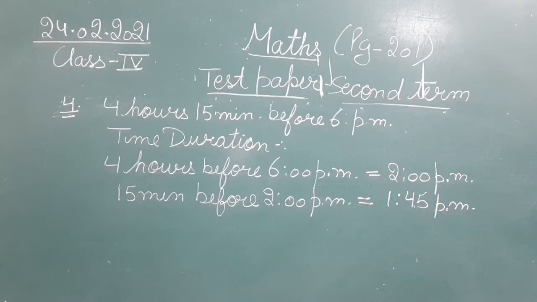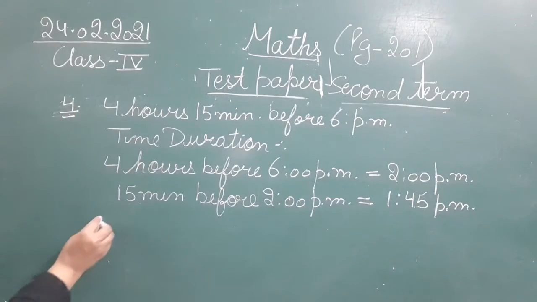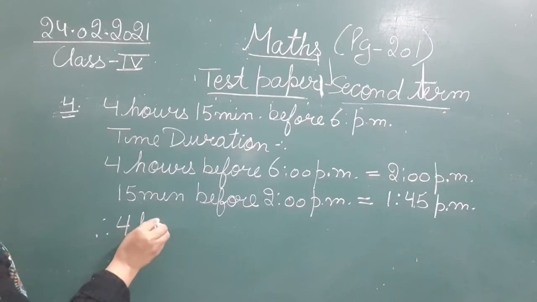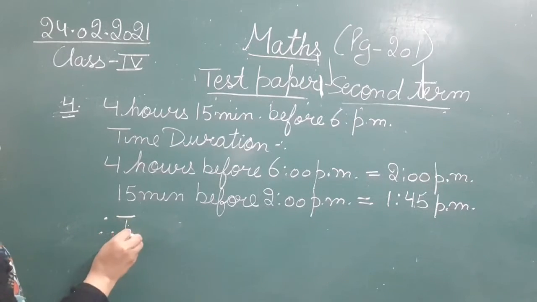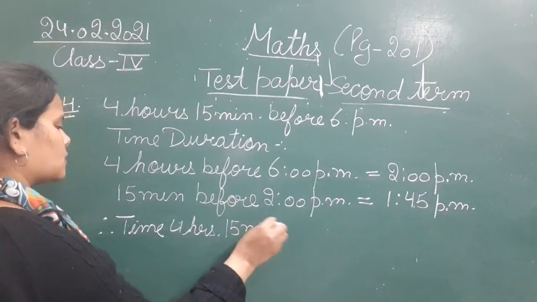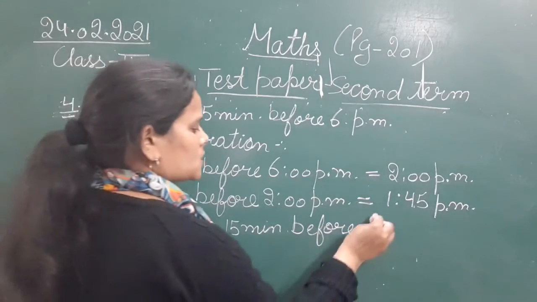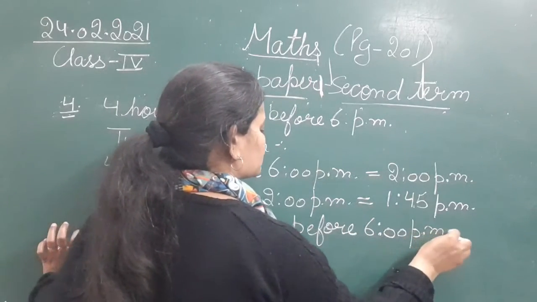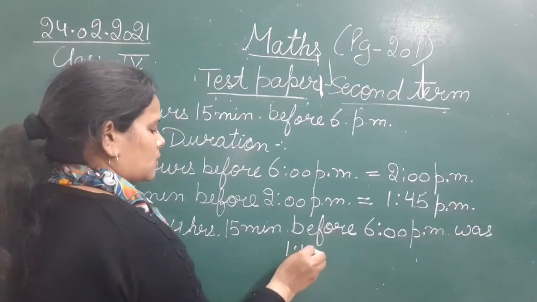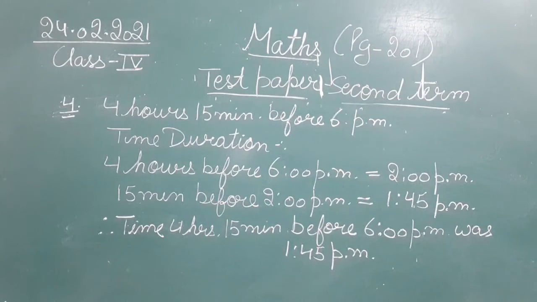Okay, so that means what was the time 4 hours 15 minutes before? So therefore the time 4 hours 15 minutes before 6 p.m. is 1:45 p.m. So यहाँ हम लिखेंगे therefore time 4 hours 15 minutes before 6 p.m. was 1:45 p.m. Okay, ताकि दोपहर के 1:45 मतलब दोपहर के 1:45 p.m. हो रहे थे. Clear? So this was the time 4 hours 15 minutes before 6 p.m.